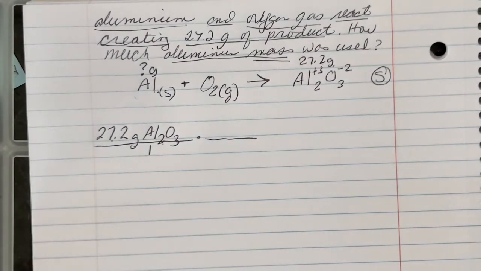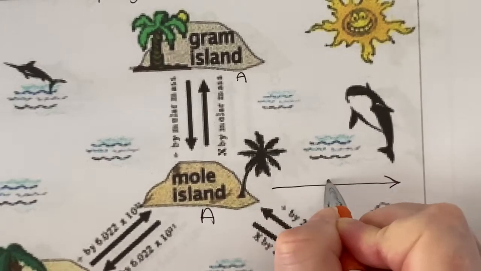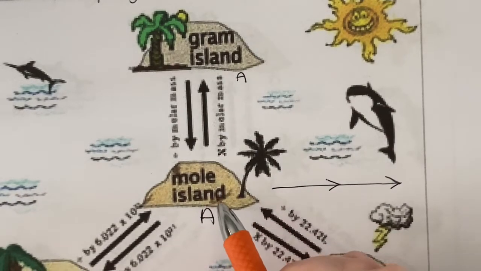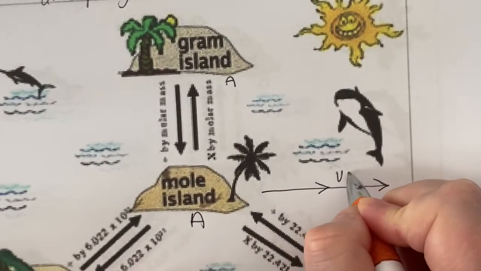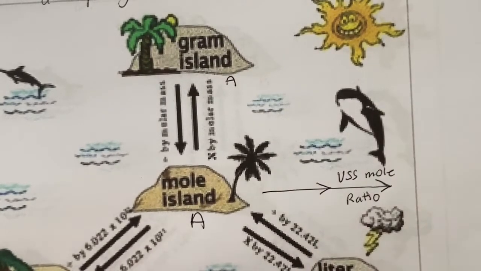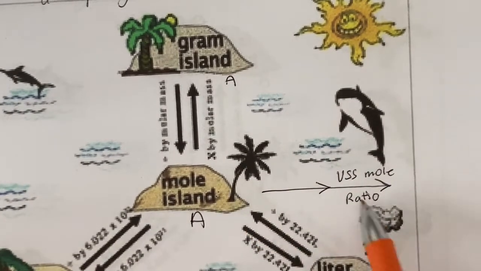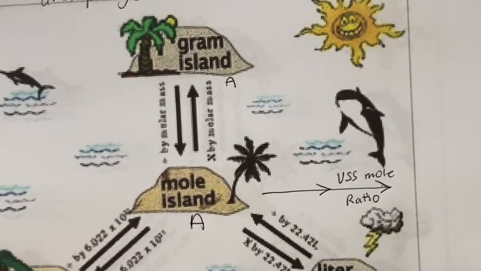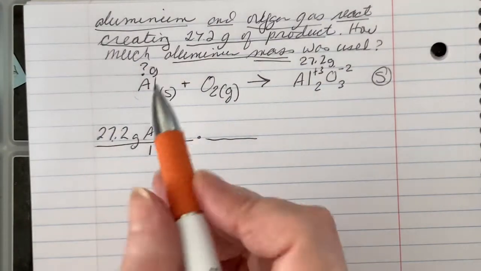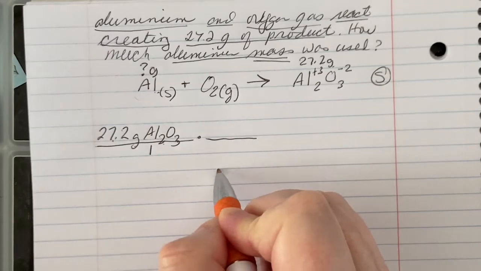So the only place that I can transfer from mole island A to mole island B, or from archipelago A to archipelago B, is through the mole island, and it's only on one ship, the USS Mole Ratio. So first, I have to get to Mole Island. I can't pick up the USS Mole Ratio on Liter Island, Particle Island, or Gram Island. So I have to get to Mole Island. So I got to change these grams into moles. How do I do that? Same way I've been doing that, molar mass.